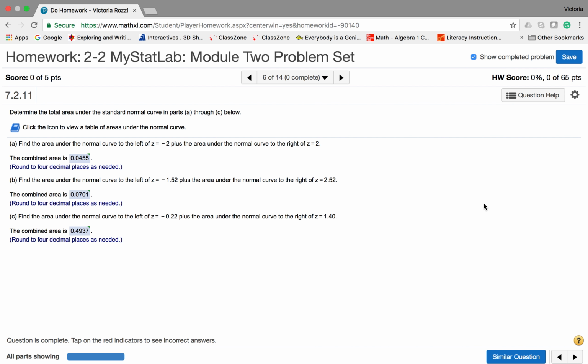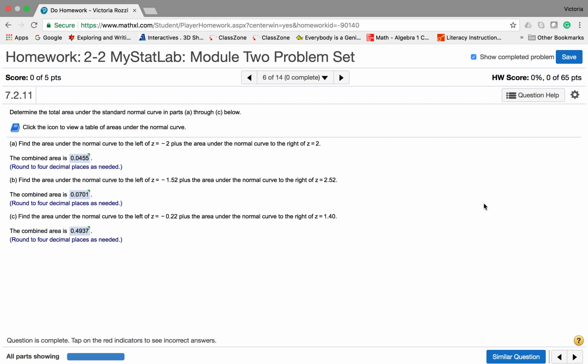This is a video for problem 7.2.11, which is in homework number 2, number 6. Here I actually have the problem all completed so that you can see where these numbers are going to come from. But we'll go through exactly how I got these numbers in StatCrunch.